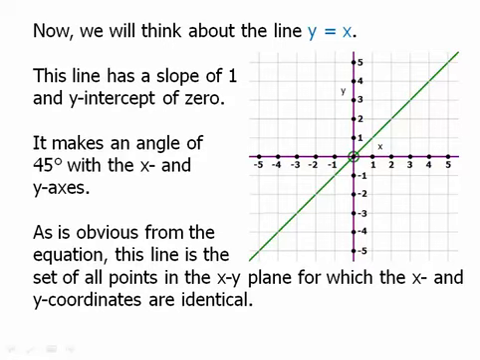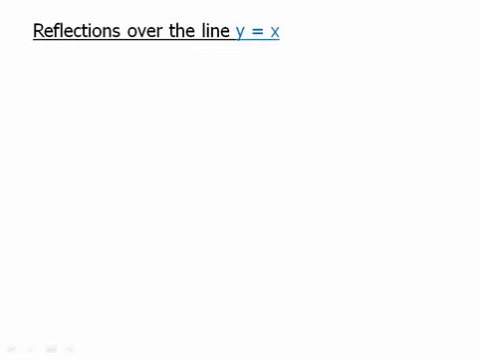And incidentally, a little piece of trivia, all the points above this line have a y coordinate bigger than the x coordinate. All the points below the line have an x coordinate bigger than the y coordinate. That's also something that can be helpful. Let's talk about reflections over this line.